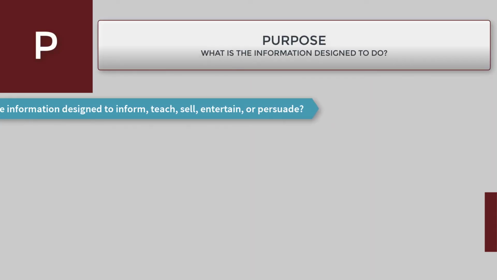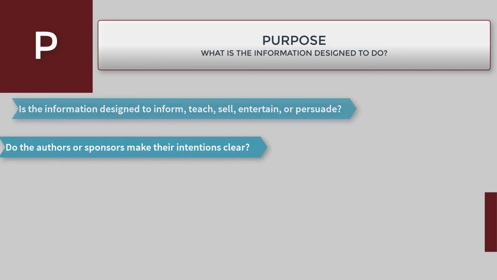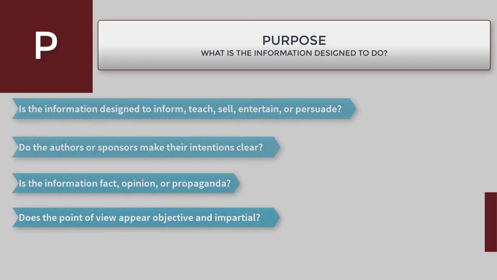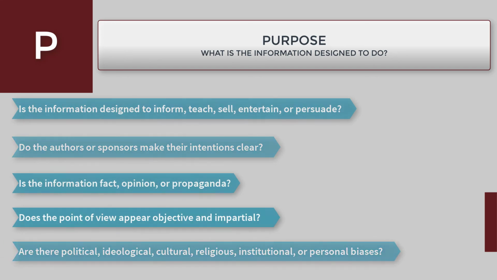What is the purpose of the information? To inform, teach, sell, entertain, or persuade? Do the authors or sponsors make those intentions clear? Is the information fact, opinion, or propaganda? Does the point of view appear objective and impartial? Are there political, ideological, cultural, religious, institutional, or personal biases?